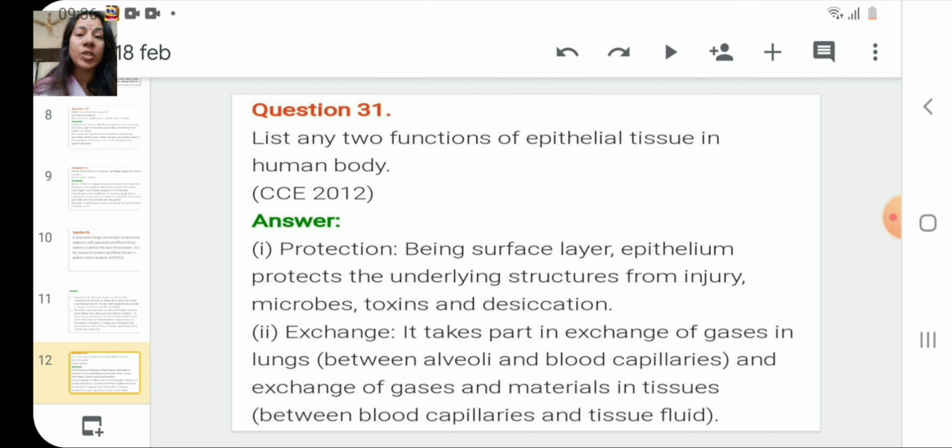So the function which is explained here is protection, because that is the major function of epithelial tissues. Being a surface layer, epithelium protects the underlying structures from injury, microbes, toxins and desiccation. Whereas the second important function is exchange of various materials across it. It takes part in exchange of gases in lungs between alveoli and blood capillaries, and exchange of gases and materials in tissues between blood capillaries and tissue fluids.